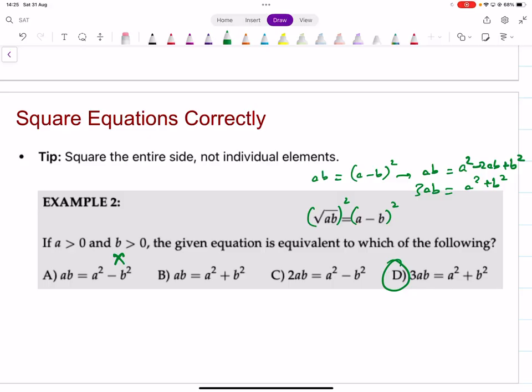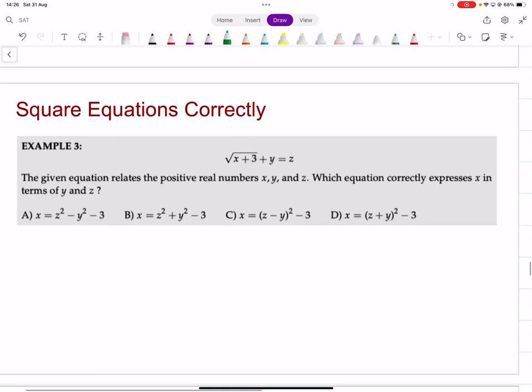Does that make sense? Now, the important thing to remember here is whenever you apply any operation on an equation, you have to apply that on the whole expression, not on individual terms. That does not work. All right? Make sense? Okay, let's move on.